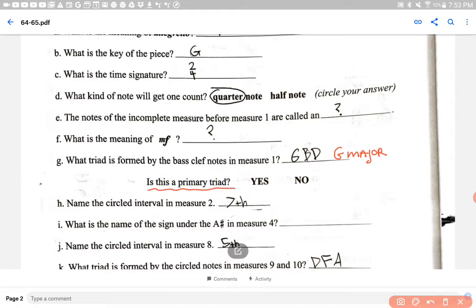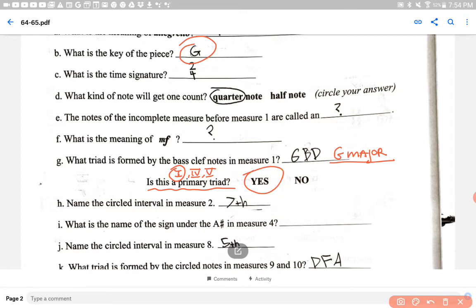The next question: is that a primary triad? So what are primary triads? Primary triads are triads built on the first step of the scale, the fourth step, and the fifth step, and you should remember the Roman numerals. Why are they called primary? Because they are most often used, we always return to them. So, is G major triad a primary triad in G major? Of course, because it's the first step. So yes, you're going to circle yes in this case.